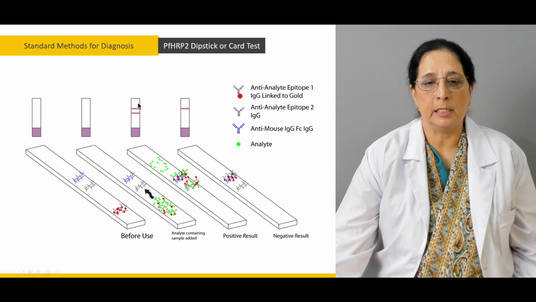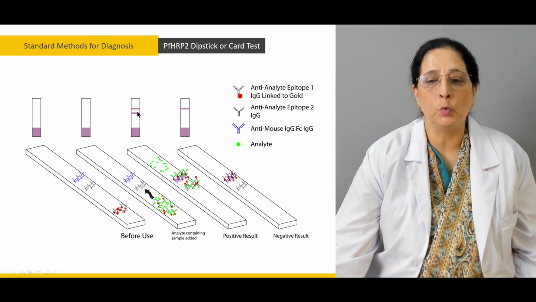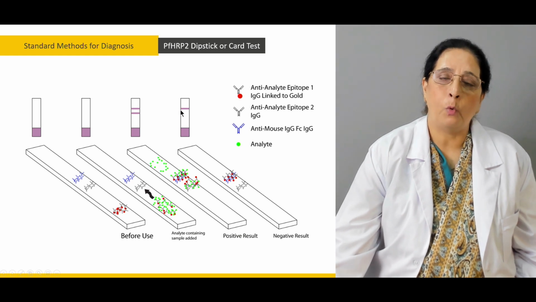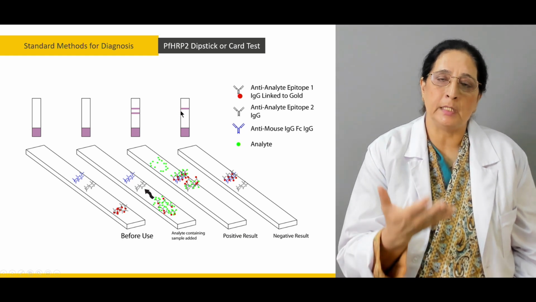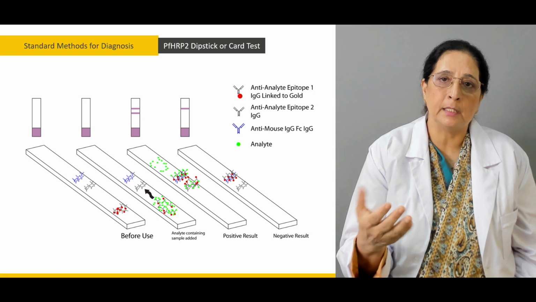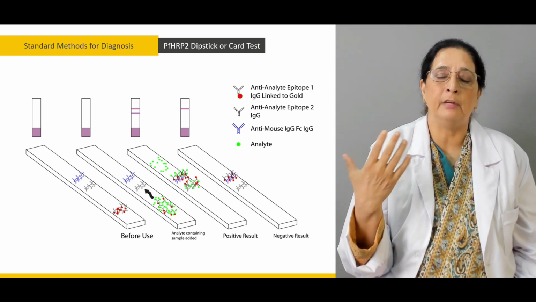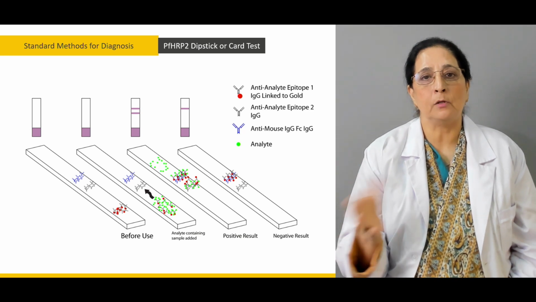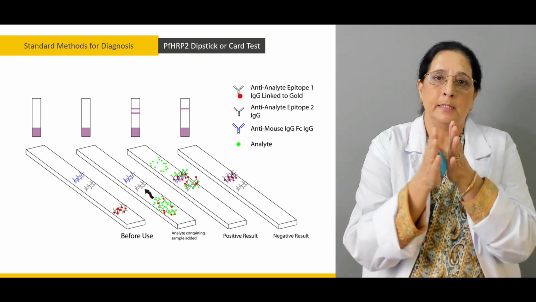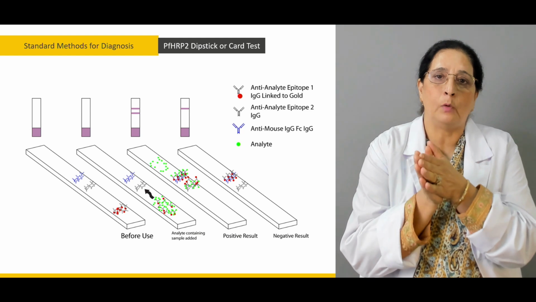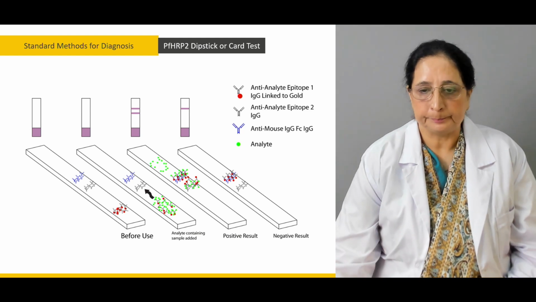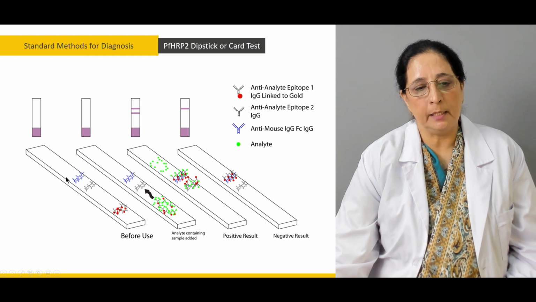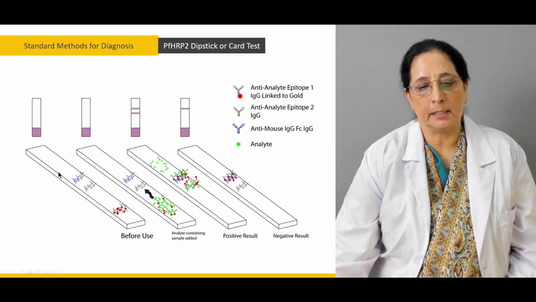If the result is positive, we will have 2 lines. If the result is negative, we will have 1 line, just like a urine dipstick test, the pregnancy dipstick, or the strep throat test. All these tests are on the basis of 2 lines positive, 1 line negative. So before use, this is the stick.